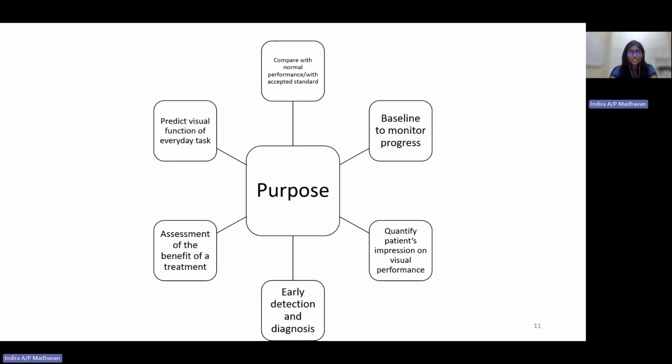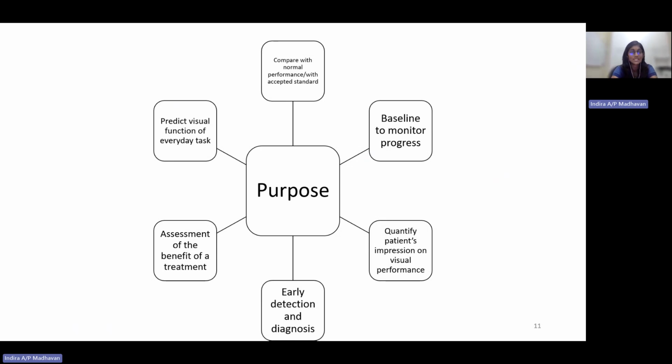Okay, so that is baseline to monitor the progression. The next one is to quantify the patient's impression of visual performance. By answering the questions, we know the visual performance of the patient and in what aspect they are having problems. If you see the questionnaire, they ask particularly about reading. So if we missed that in the task related history, we can still identify it through the questionnaire. And also early detection and diagnosis.